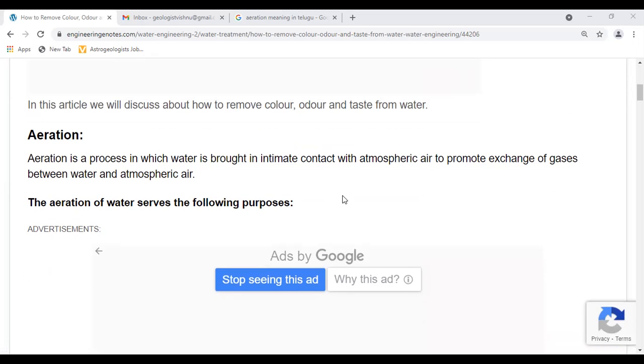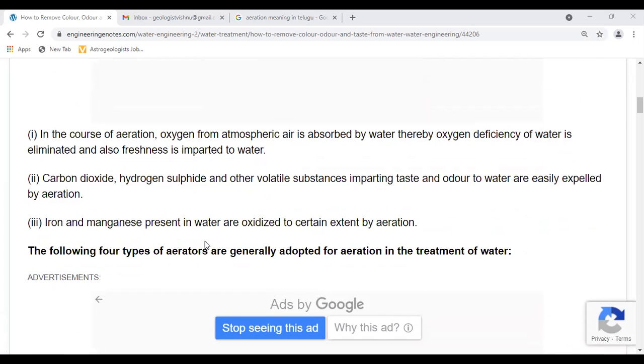Aeration is a process in which water is brought in intimate contact with atmospheric air to promote exchange of gases between water and atmospheric air. The aeration of water serves the following purposes.